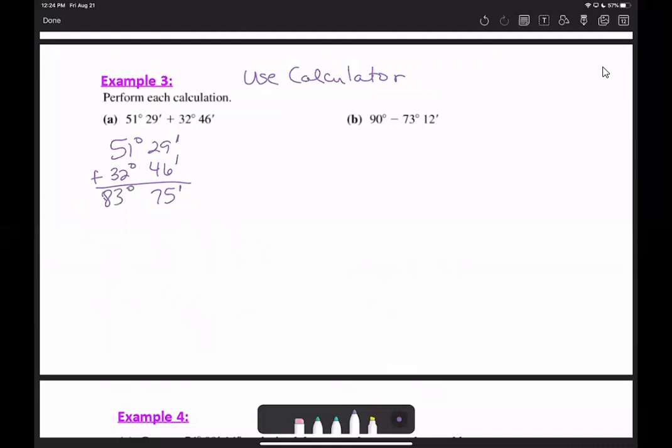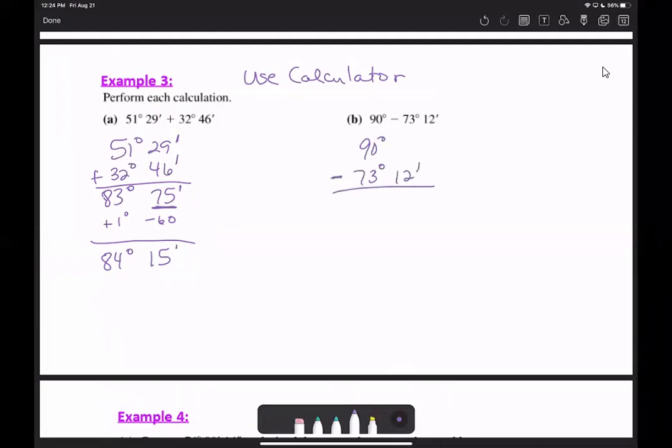Here, remember that there are 60 minutes in 1 degree. Notice that I have more than 60 minutes. So what I'm going to do is take 60 away and add a degree. That's going to give us an angle that's 84 degrees, 15 minutes. Here we can subtract.